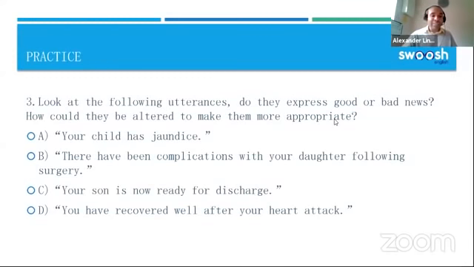So Maria is talking about D. This is good news, definitely. But what could we do to really let the patient know that it's good news? At the moment, it's very matter of fact, isn't it? A statement: you've recovered well after your heart attack. Okay, but can you not add some kind of phrase, some kind of indication which helps the patient really recognize that this is good news? So we'll come back to that.